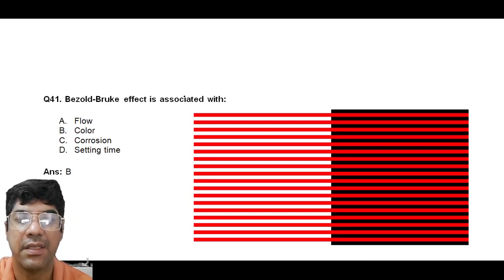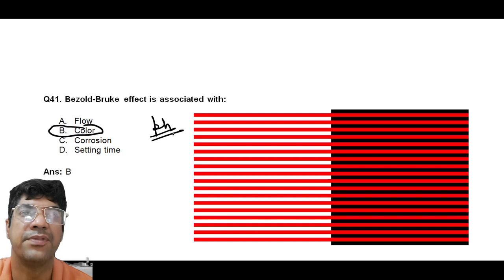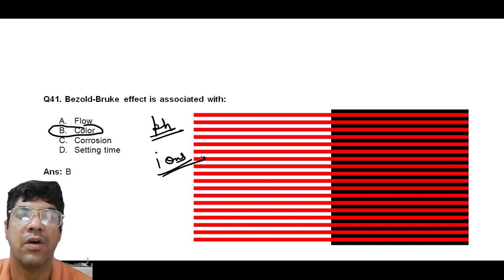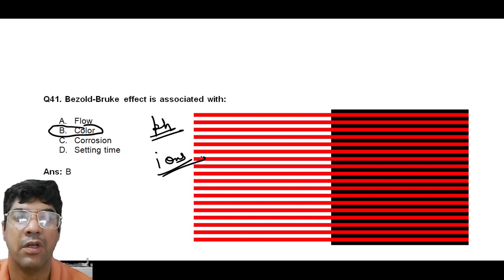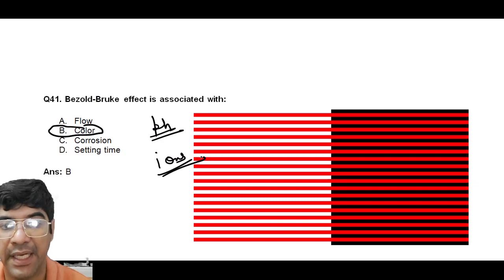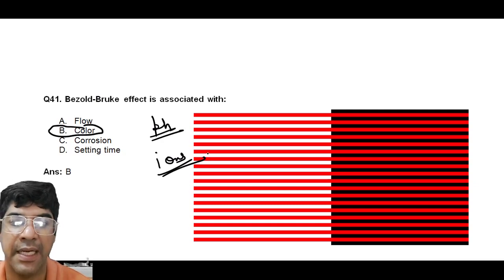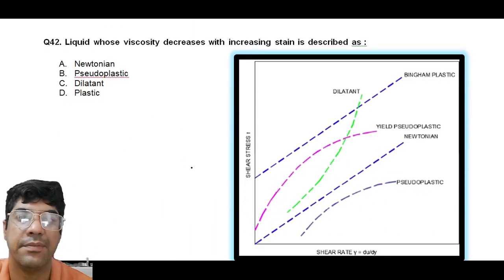Benzold-Brooke effect refers to the phenomenon in which the color of a substance changes due to a change in pH or presence of specific ions or molecules. So it is observed in chemical reactions including dyes and indicators, where a change in color indicates a change in the chemical environment or the pH level.